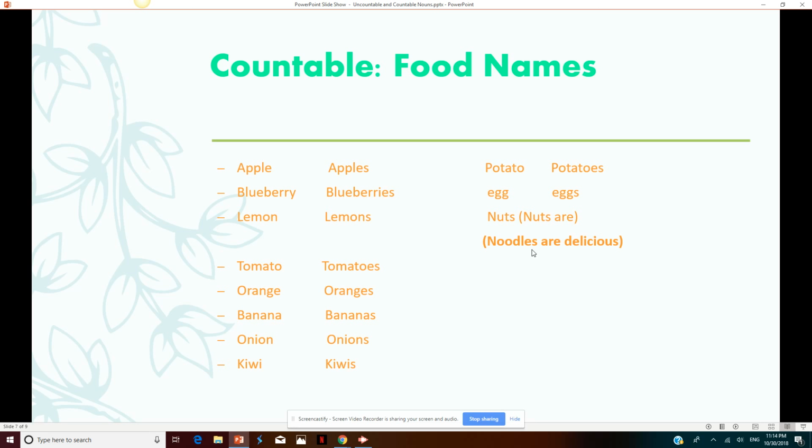So noodles are and rice is. Rice is delicious. Noodles are delicious. And I can count the noodle because if I drop one noodle on the floor, I can say, hey, look, there is a noodle on the floor. So noodle is countable.